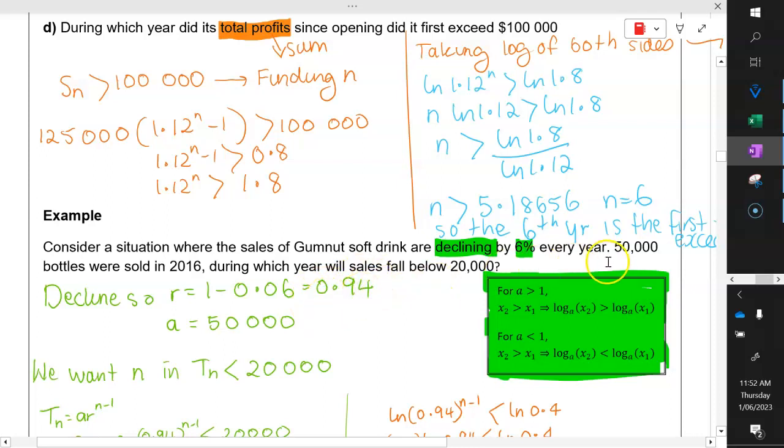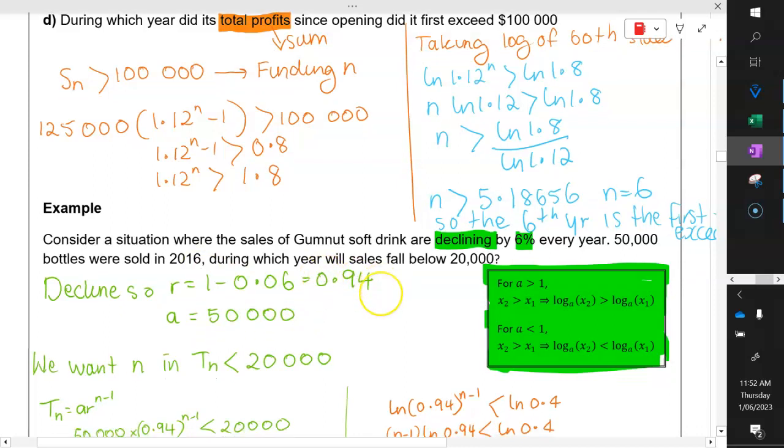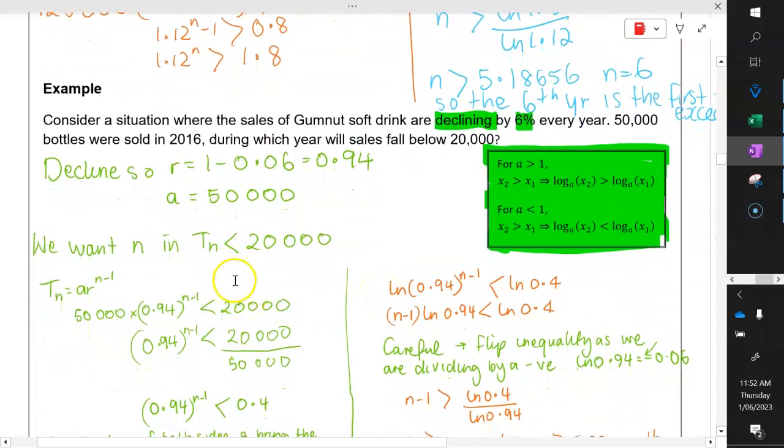So they're declining. 50,000 bottles were sold in 2016, during which year will the sales fall below 20,000? So we've got a is 50,000, we've got r, which is 0.94. We want to figure out which term is less than 20,000. We're not looking at a sum in this case, so just be careful that you're getting the right formula. So there's my term n formula. I've popped that in there with my values from above, and I want that less than 20,000.